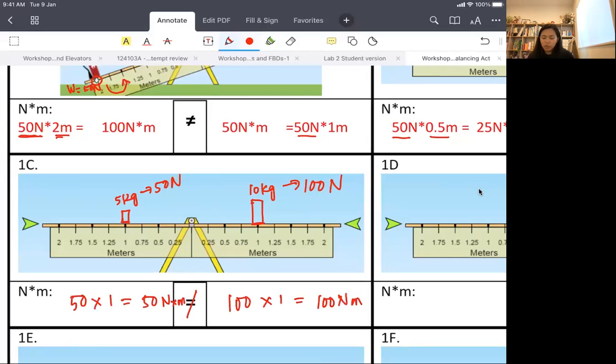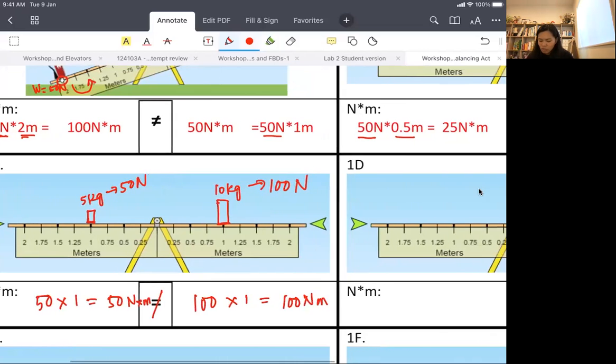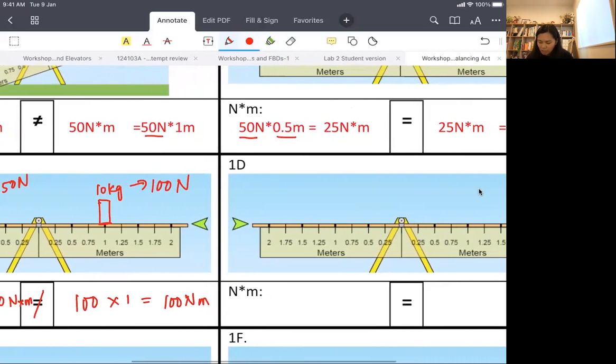So where should I put the 10 kilogram mass? Okay, if we put it at 2 meters, so that's your 5 kilogram mass with a weight of 50 newtons. Right, so we know this is 50 newtons times 1 will give you 50 newton meter torque.